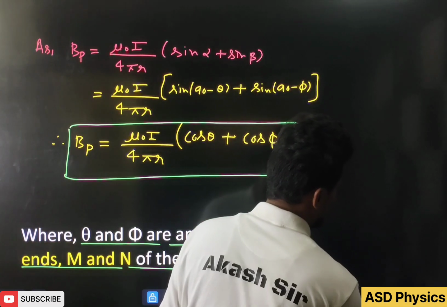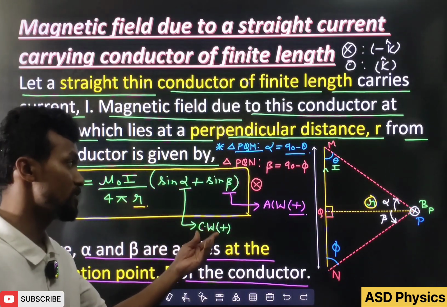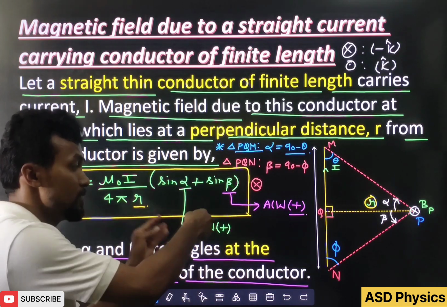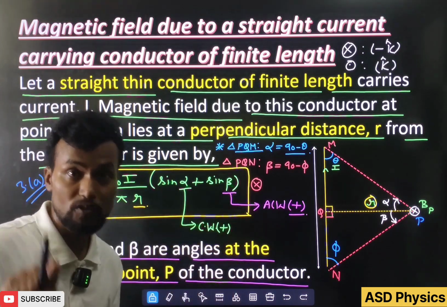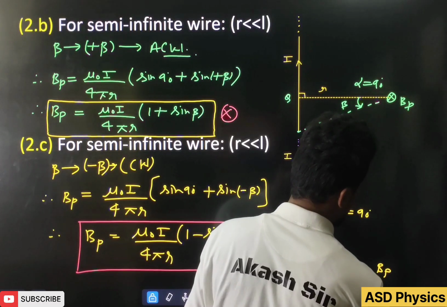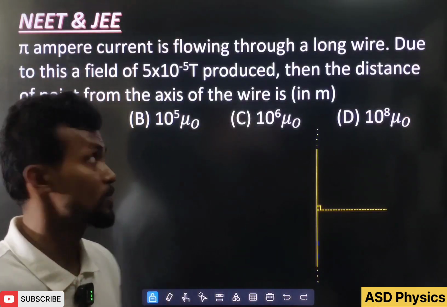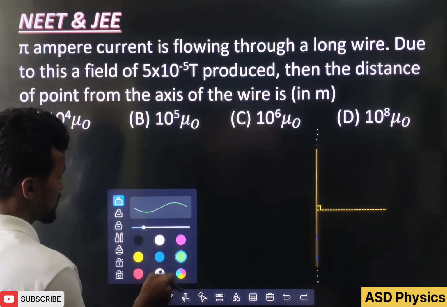Okay, so we will just check. Here also we have done it correctly. So you can see I told alpha clockwise positive, beta anti-clockwise positive. If it is going in reverse, then you have to take it negative. So students, with this we have covered all the cases. Now from here onwards we are going to solve the questions. Okay, so see here, a very basic first question.